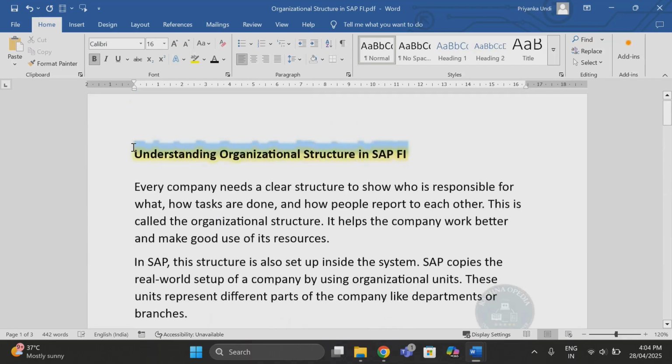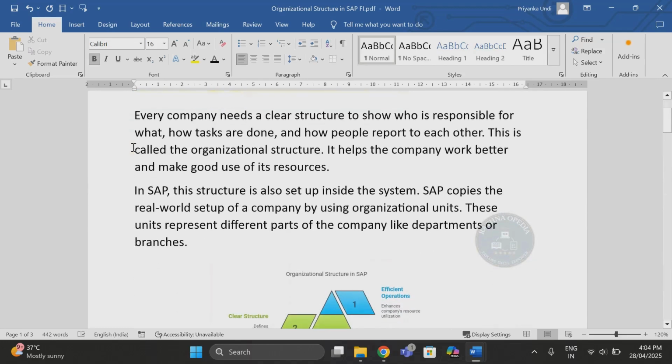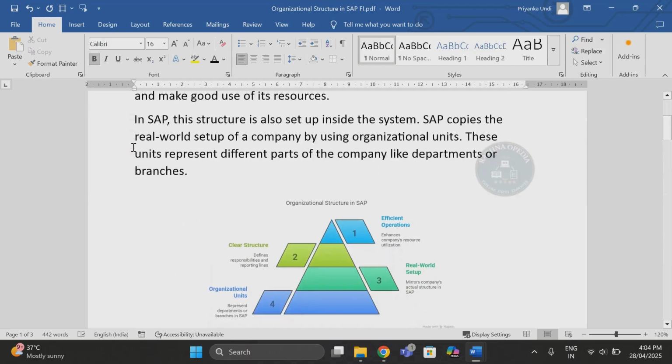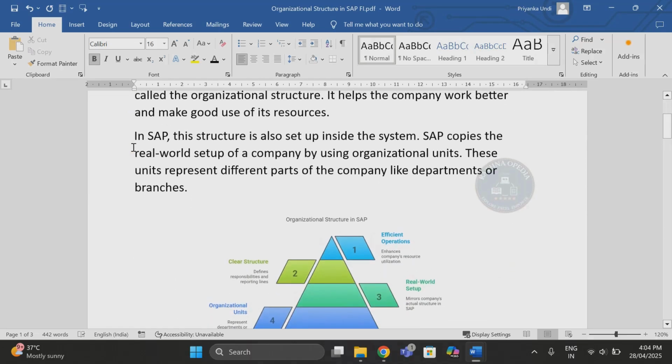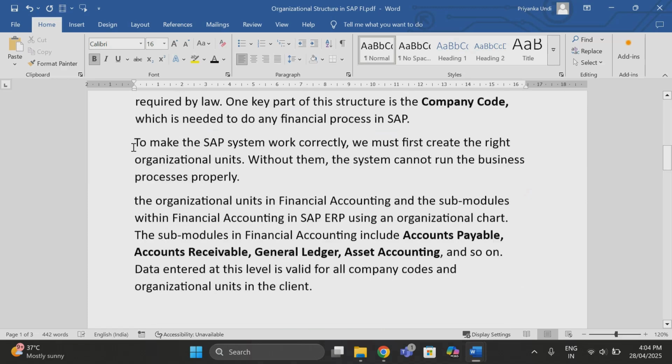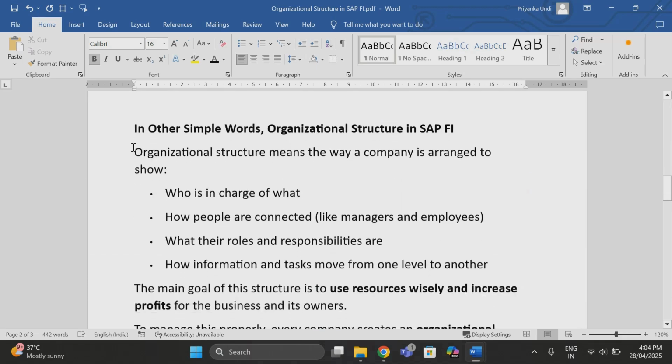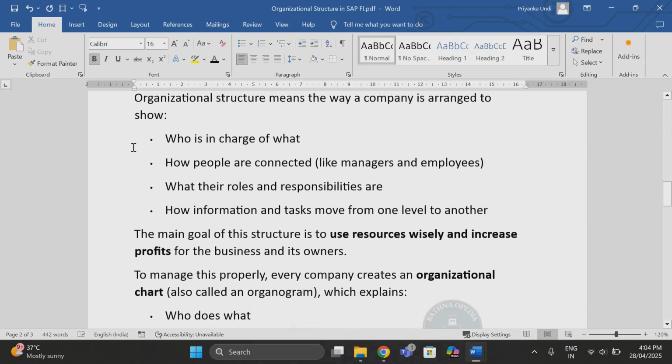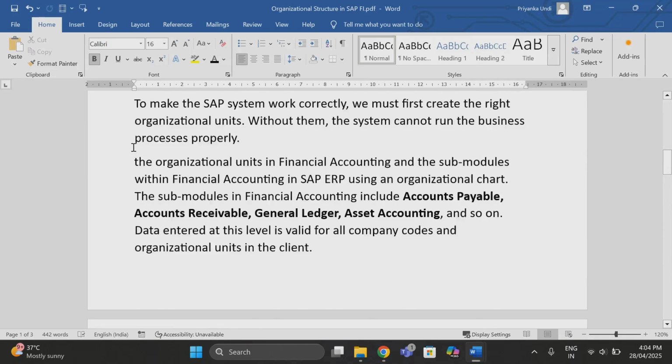To run a company smoothly without any chaos, all companies must have an organizational structure. So this is how it works. What does it mainly focus on? Organizational structure mainly focuses on who is in charge of what, how people are connected, what their roles and responsibilities are, and how information and tasks move from one level to another. This is the main motto of organizational structure.